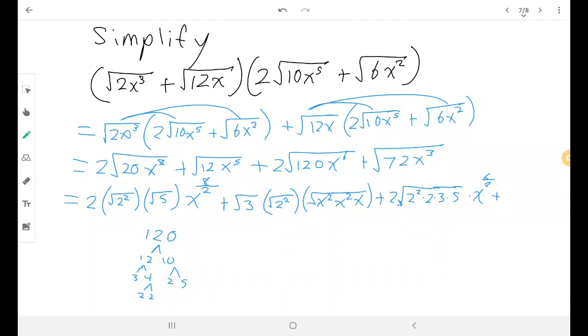Plus the square root of 72. Let's figure out how to break down 72. 72 is 2 times 36, right? Well, that's helpful because 36 is a perfect square. So let's call it the square root of 2 times the square root of 36.